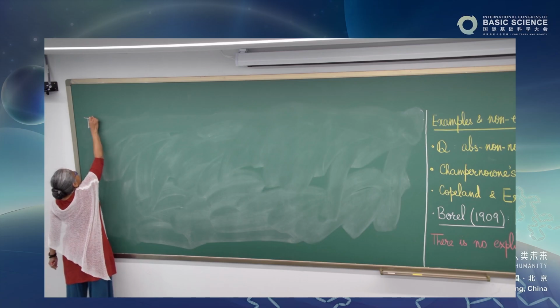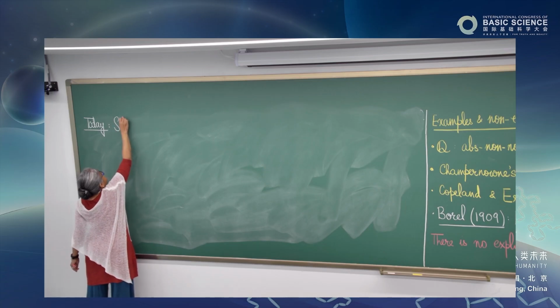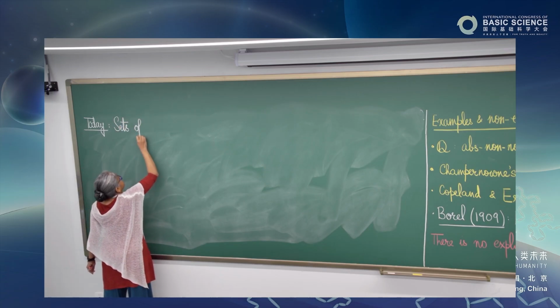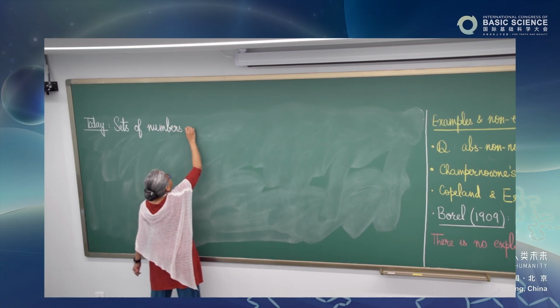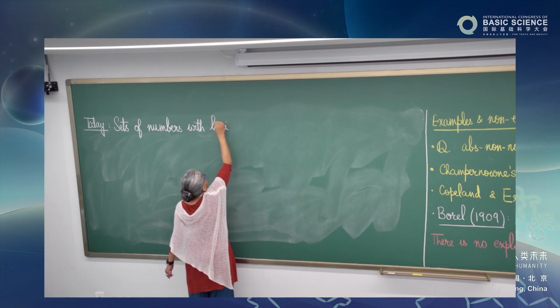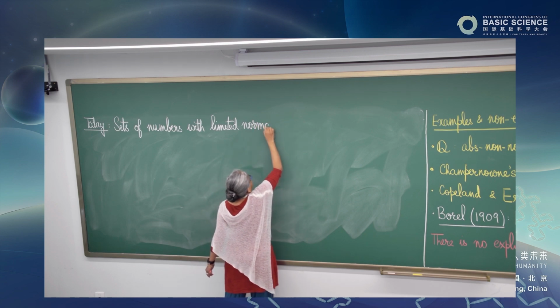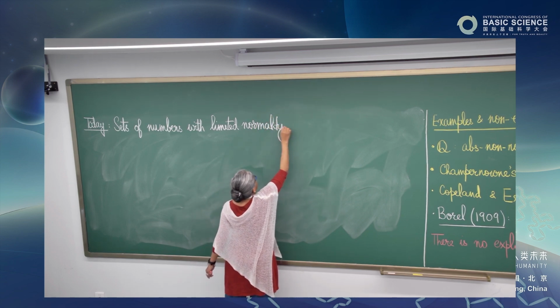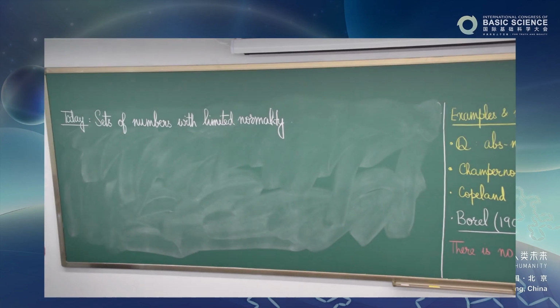So, what's our focus for? Today we are going to talk about sets of numbers with limited normality. What does that mean? That means these will be numbers which are normal in some bases, but not normal in others. Okay, so let's set this up.